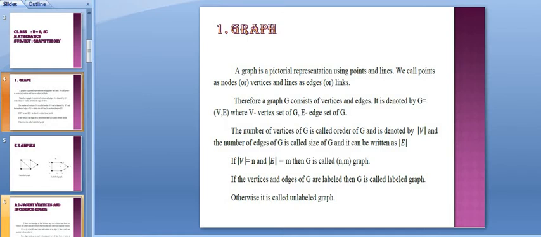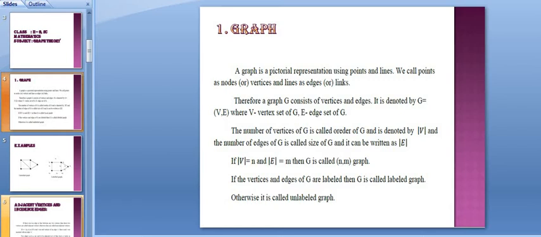Therefore, a graph G consists of vertices and edges, which is denoted by G is equal to the ordered pair (V, E), where V is the vertex set of G and E is the edge set of G. The number of vertices of G is called the order of G and the number of edges of G is called the size of G. They are denoted by |V| and |E| respectively. If the order of G is n and the size of G is m, then G is called an (n, m) graph.